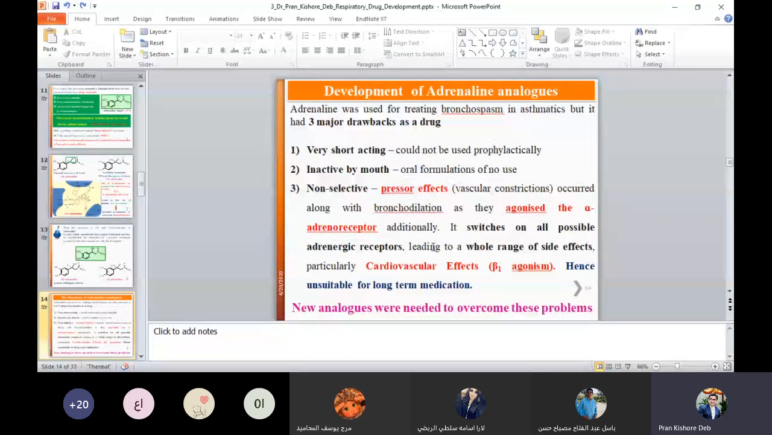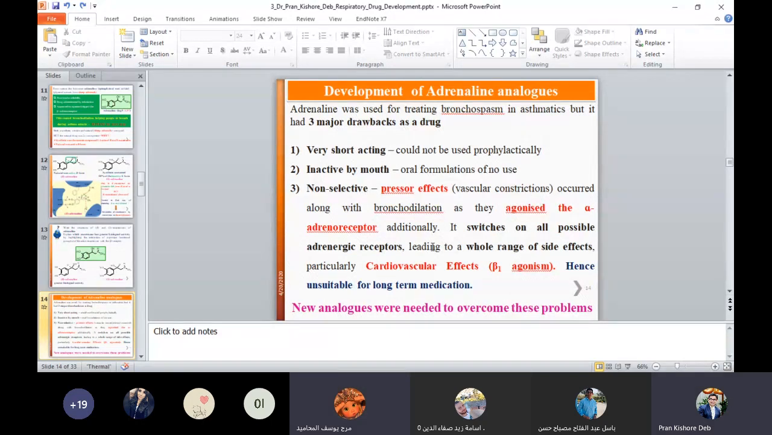So how many problems do you see with adrenaline? Can you tell me how many problems? The short effect, okay, the short acting, non-selectivity. If I say totally 4 problems, first of all, it is short acting. We have not discussed why it is short acting; we will see. Secondly, it is inactive by mouth. Thirdly, it shows pressor effect. Why does it show pressor effect?